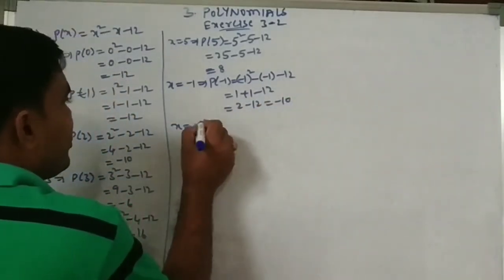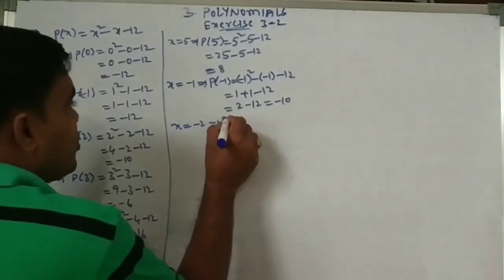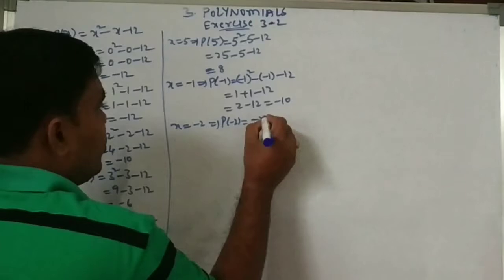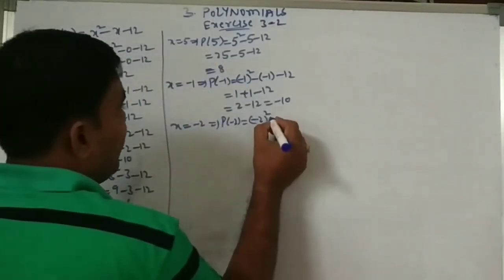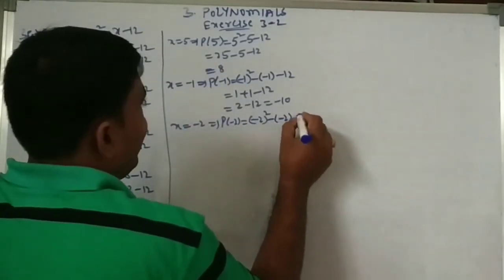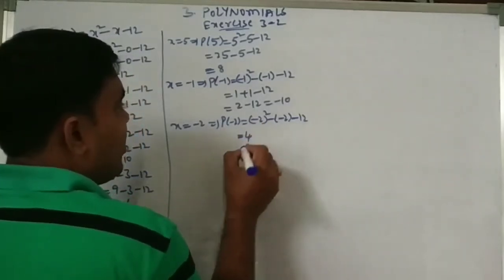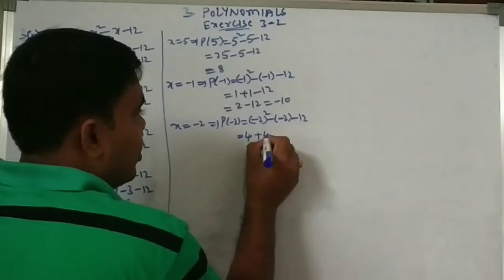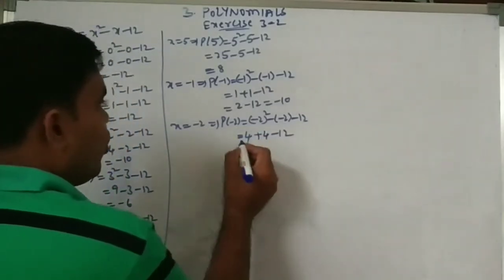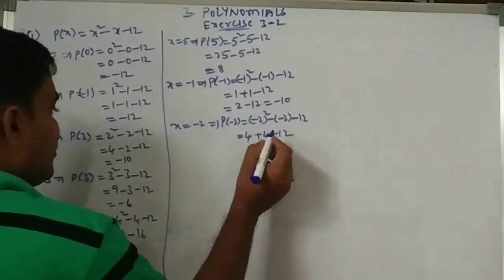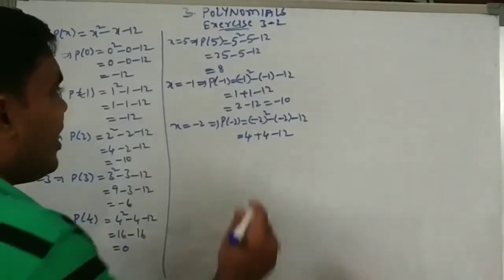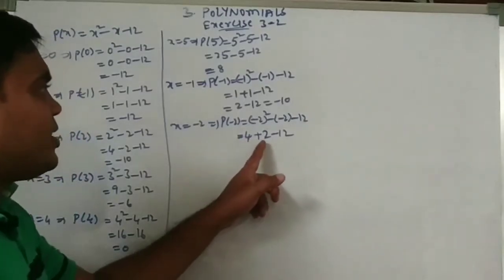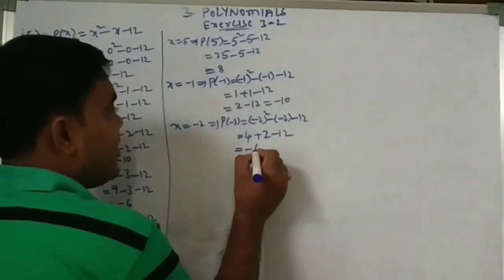Next, x equal to minus 2. P of minus 2, I am substituting x equal to minus 2. Minus 2 whole squared, minus of minus 2, minus 12. Minus 2 whole squared equals plus 4. Minus of minus 2 equals plus 2, so 4 plus 2 is 6. 6 minus 12 is minus 6.